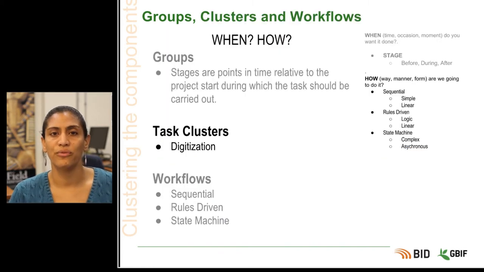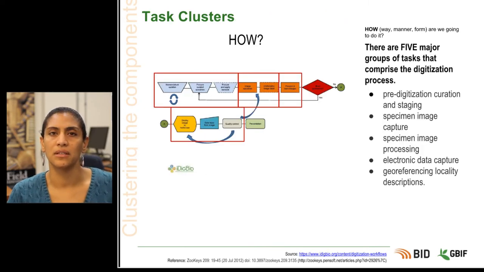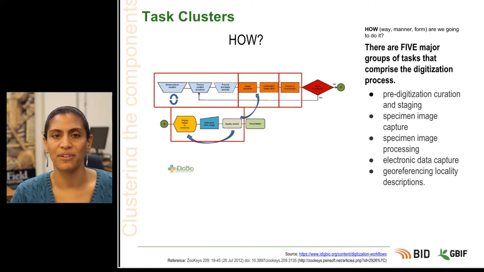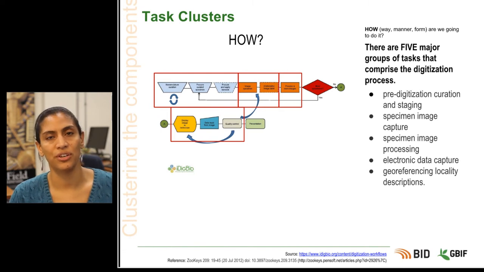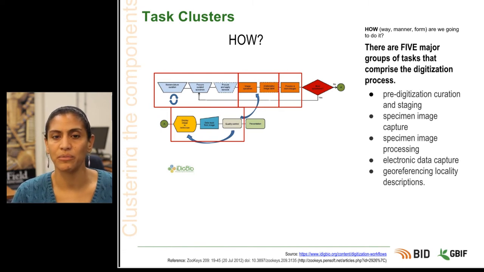There are many ways to arrange these tasks, and this is the how of your project. We'll look at two methodologies here. The first are task clusters. Task clusters is a term that was coined by the iDigBio team in their 2012 paper, 5 task clusters that enable effective and efficient digitization of biological collections. In the paper, the authors identify 5 major groups of tasks that are most often found in successful natural history digitization projects. They are pre-digitization curation and staging, specimen image capture, image processing, data capture, and georeferencing.